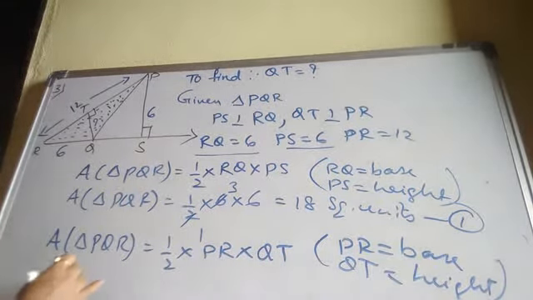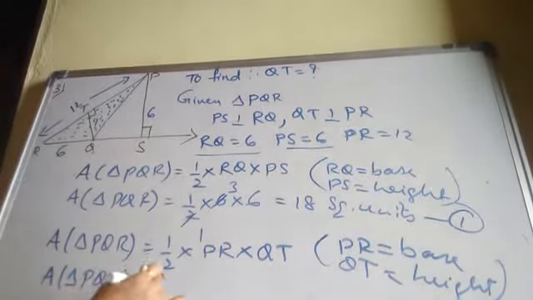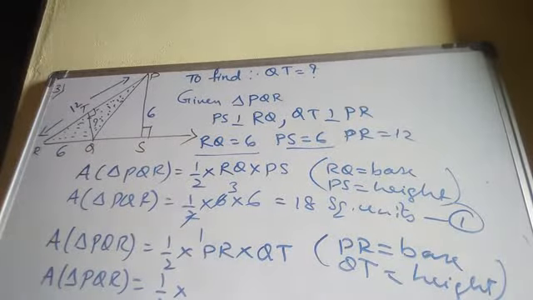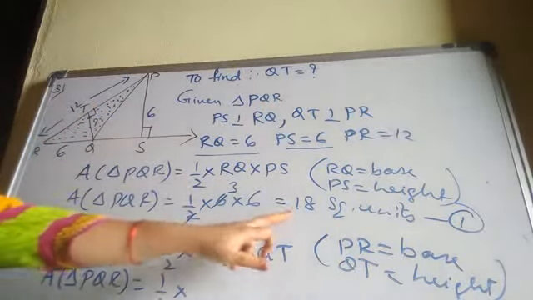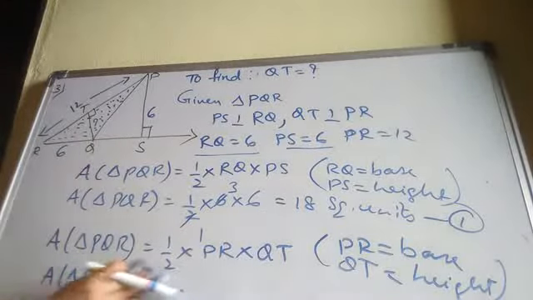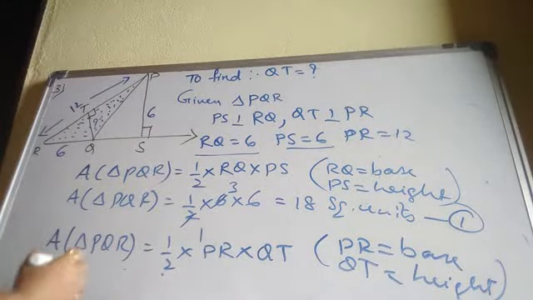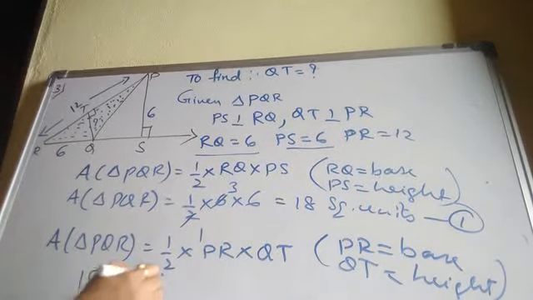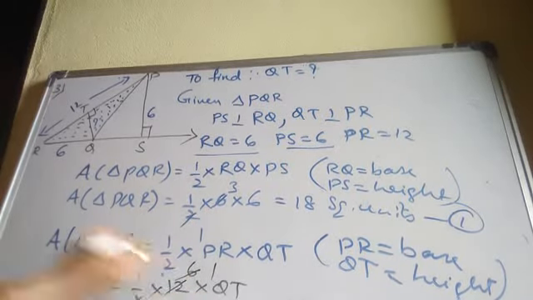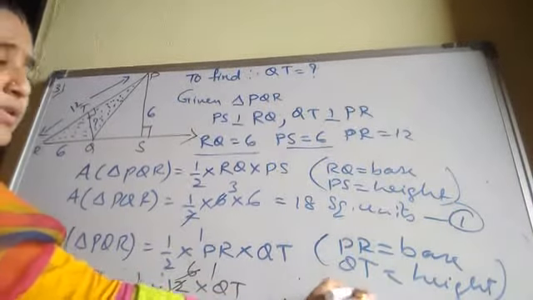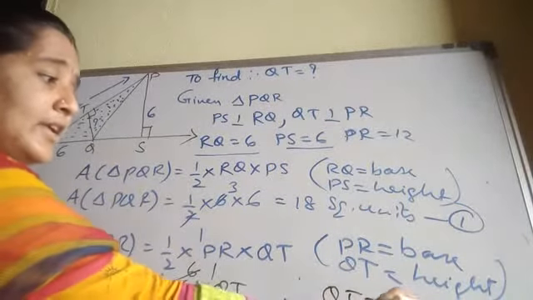Area of triangle PQR equal to half into, and one more thing, from number 1, total area of triangle PQR, how many square units? 18. So we will substitute that. 18 equal to half into PR, how many units? 12 into QT. 2 ones are 6, 6 ones are 6, 6 threes are 18. Therefore, QT equal to 3 units.